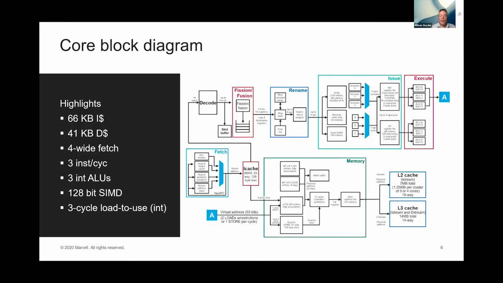Our core is a relatively aggressive out-of-order pipeline. However, it's not extreme, because we would prefer to get more cores in as opposed to having a core that uses 3/4 of the die, for example. So to that end, we fetch instructions from an 88 kilobyte instruction cache. We feed to a typical instruction fission and fusion unit, register renaming, and then we have 8 execution pipelines, although we can sustain 3 instructions per cycle all the way through the rest of the pipeline.